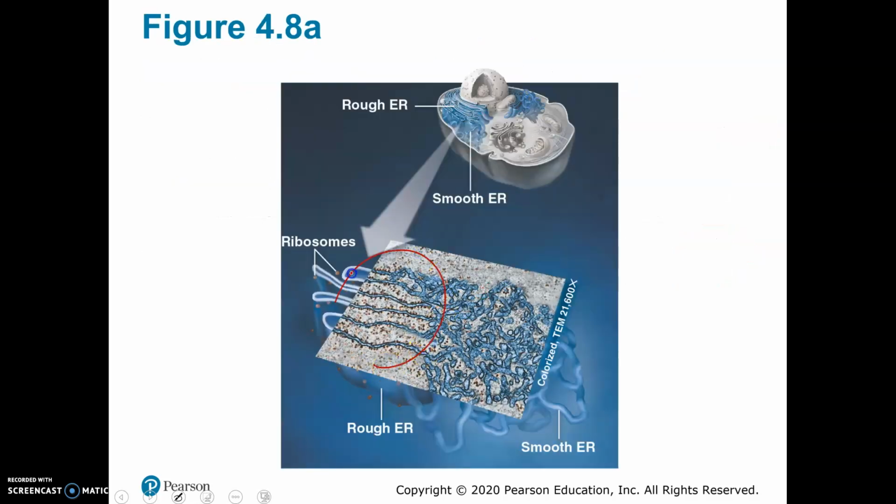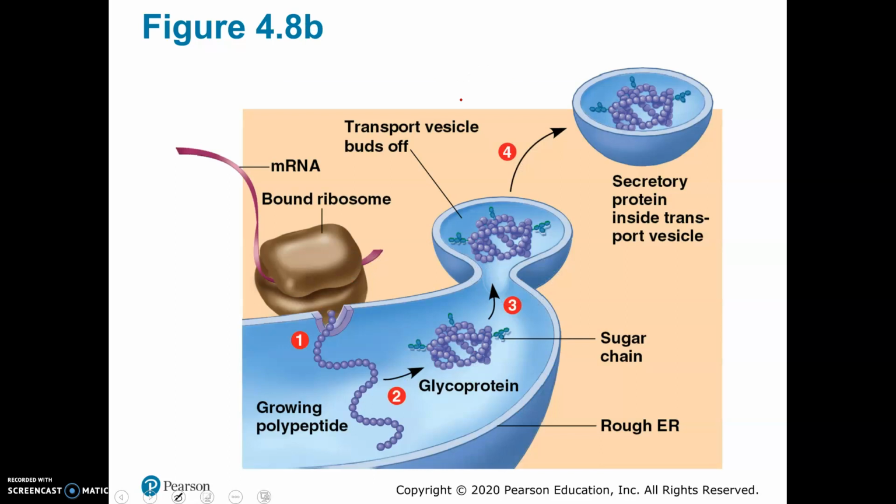So the rough ER looks like this. It's got little dots around it. That's the ribosomes. That's why it's called rough. And then the smooth ER doesn't really have the ribosomes around it. They're usually located and attached to the nucleus. In fact, that's why this is called the endomembrane system, because the nucleus has a membrane, and the membrane of the nucleus is actually attached to the rough and smooth endoplasmic reticulum.